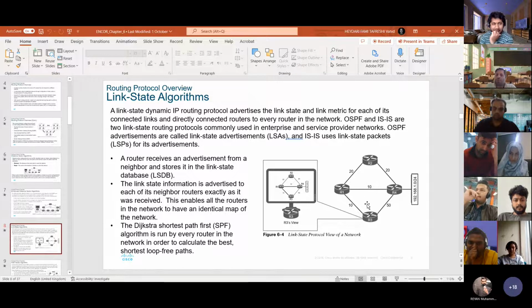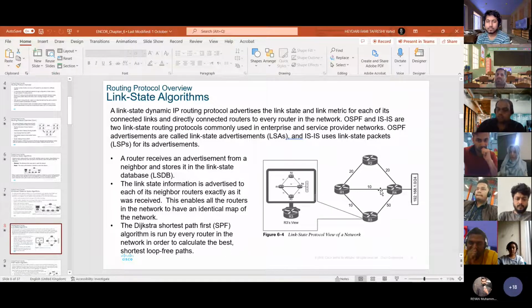Let's say to get to this subnet, we may go through 2 hops, with the cost of 10 plus 10, or we may go through this link with the cost of 50. Of course, the lower the cost, the lower the metric, the better. Therefore, even though it's just 1 hop, the shortest path happens to be through R1. So 10 plus 10 is lower than 50. Therefore, R3 is going to install this path inside its routing table to get to this subnet.